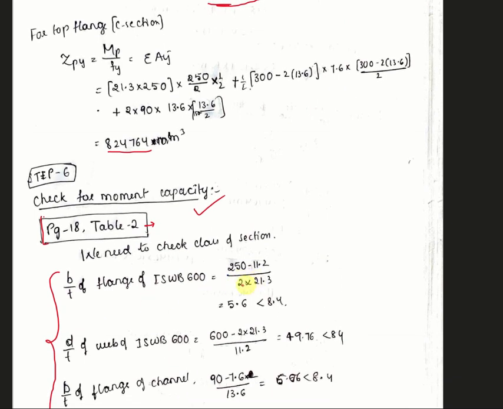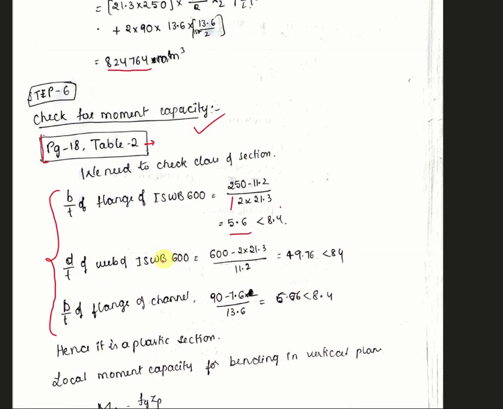Outstanding flange, we have to calculate 2 into 21.3, 2 into the thickness of the flange. So there is 5.6. It is less than 8.4. So D by T of the web also we have to check for ISMB 600.